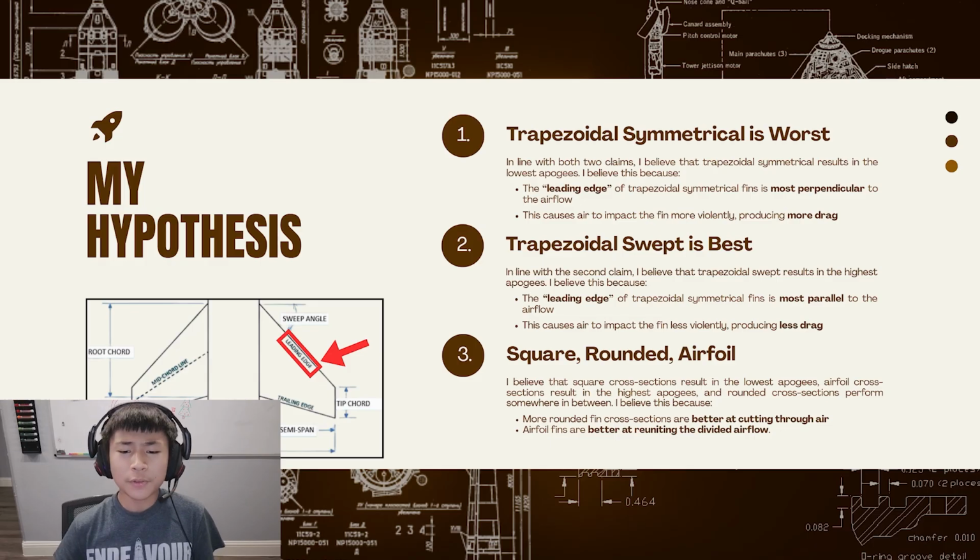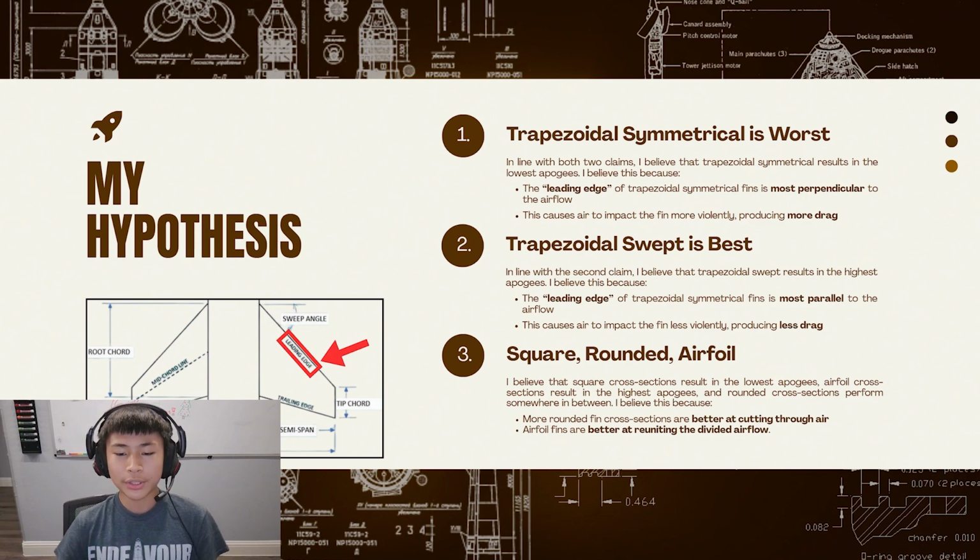But what about the fin's cross-sections? Only the second claim has something to say regarding fin cross-section, and it's that square cross-sections result in the lowest apogees, airfoil cross-sections result in the highest apogees, and rounded cross-sections land somewhere in between. I would have to fully agree with this statement because rounded cross-sections and airfoil cross-sections cut through the air much more easily compared to square cross-sections.